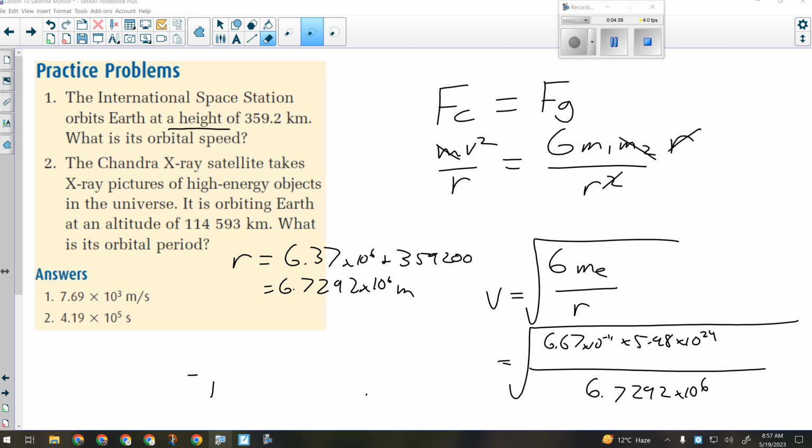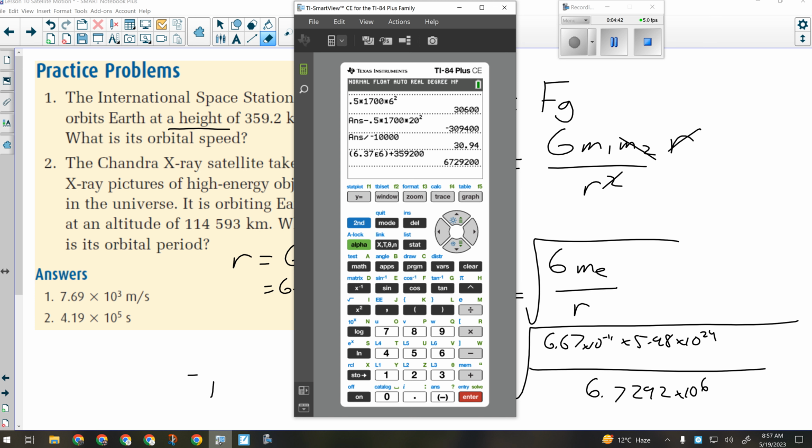Plugging that in obviously is a little bit hairy, right? But we will have 6.67 e negative 11, 5.98 e24, divided by that number there, squared. That's definitely not fast enough. I messed something up somewhere.